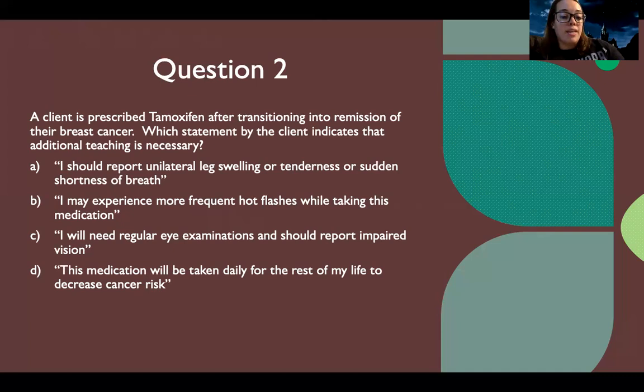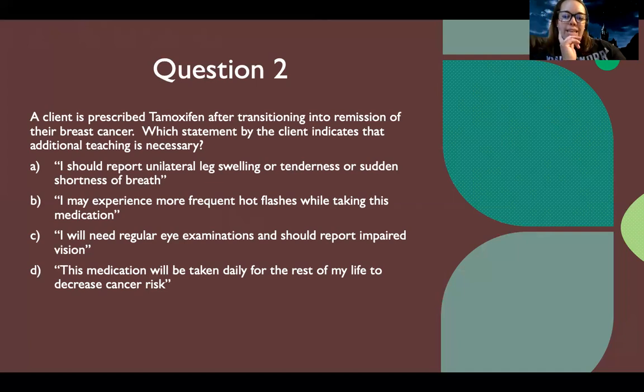All right, I'm going to move on to the next one. I may experience more frequent hot flashes while taking this medication. Well, that definitely seems like it could be true, going back to the hormonal thing, because hormones can cause hot flashes. Okay. I will need regular eye examinations and to report impaired vision. Well, I don't know if this medication can cause impaired vision, but it sounds pretty good. Let me check what my last one is. So I'm down to C and D. What's D?